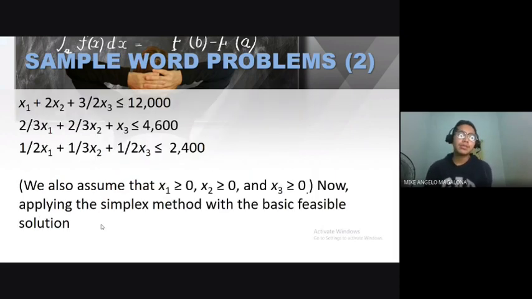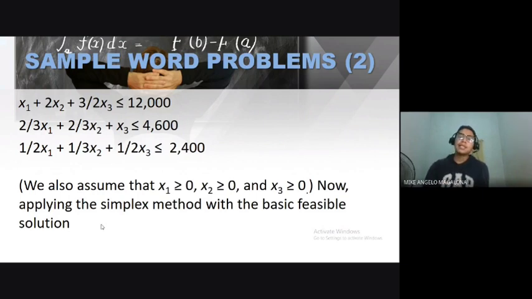x sub 1 plus 2 x sub 2 plus 3 halves x sub 3 is less than or equal to 12,000. 2/3 x sub 1 plus 2/3 x sub 2 plus x sub 3 is less than or equal to 4,600. And 1 half x sub 1 plus 1/3 x sub 2 plus 1 half x sub 3 is less than or equal to 2,400. We also assume that x sub 1 is greater than or equal to 0. x sub 2 and x sub 3 are also greater than or equal to 0.